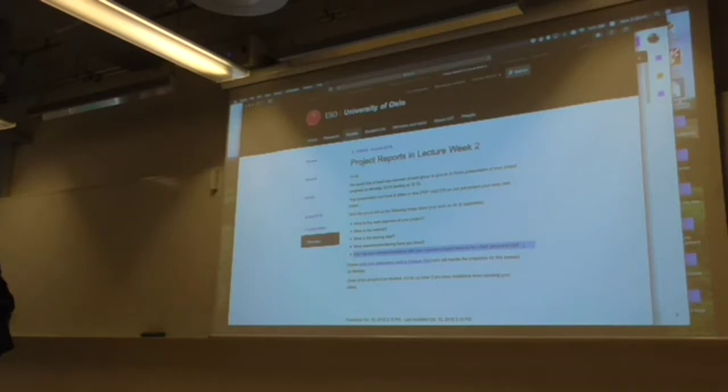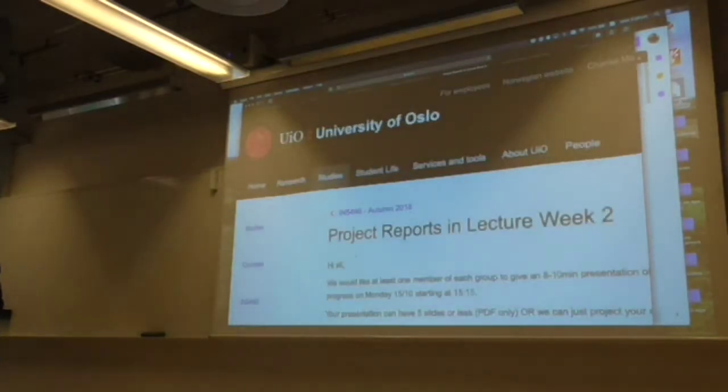Is it possible to make it a little larger? It's a little hard to see from the back. All right, great.